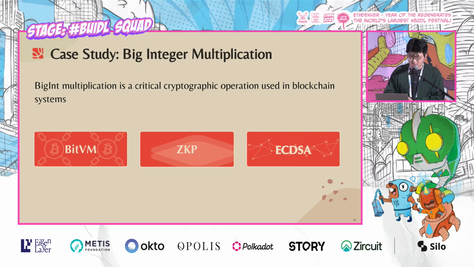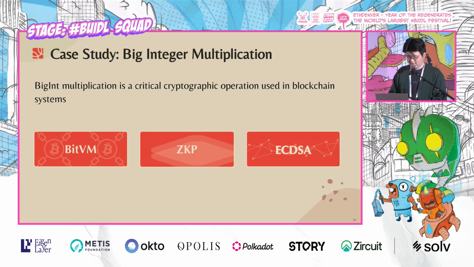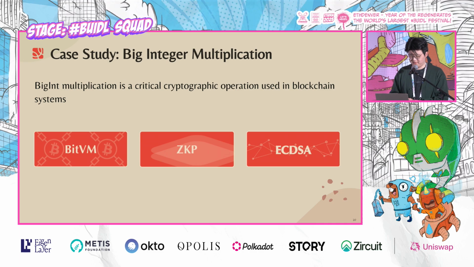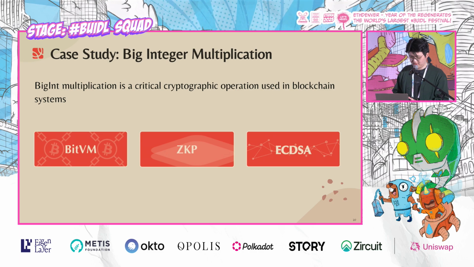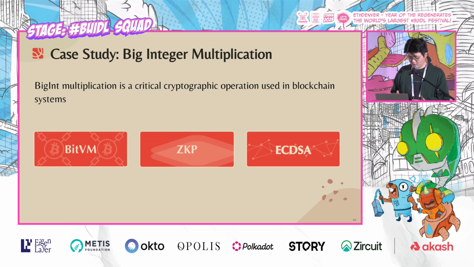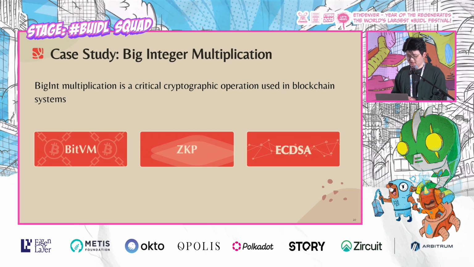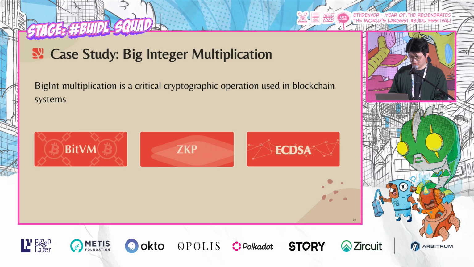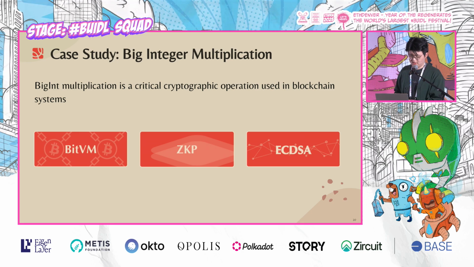And now let's look at some concrete examples. The first example is big int multiplication. Big int multiplication is a crypto operation that's used in many blockchain protocols. It is used to handle very large numbers, numbers so big that they cannot be processed with standard types. It is used in BitVM, in ZK proofs, in Ethereum. Basically, every single crypto protocol needs this operation.